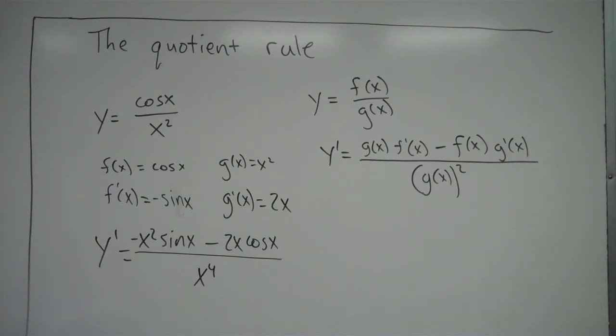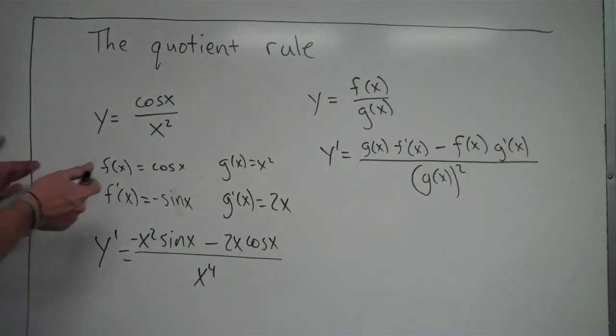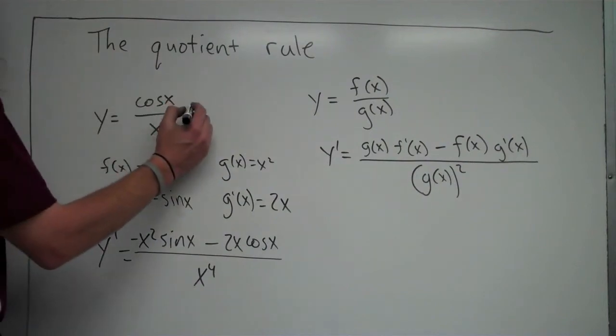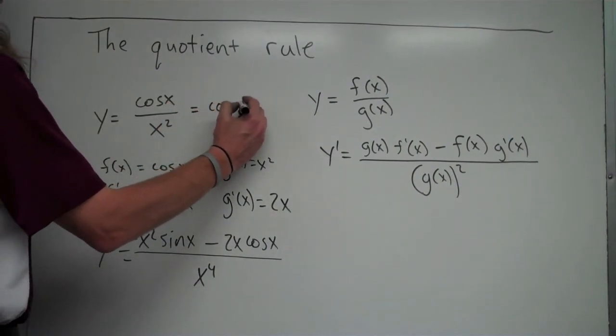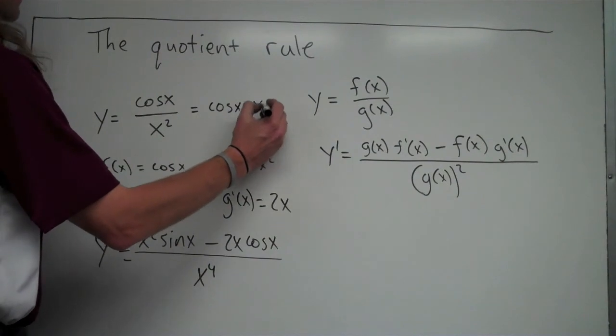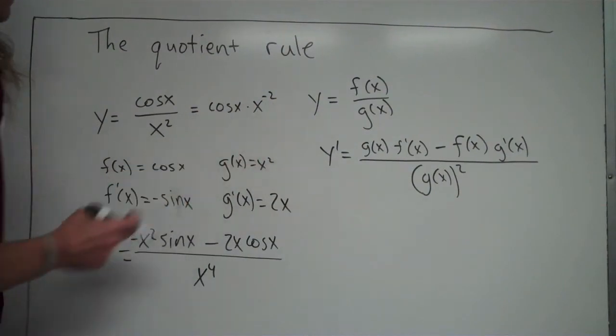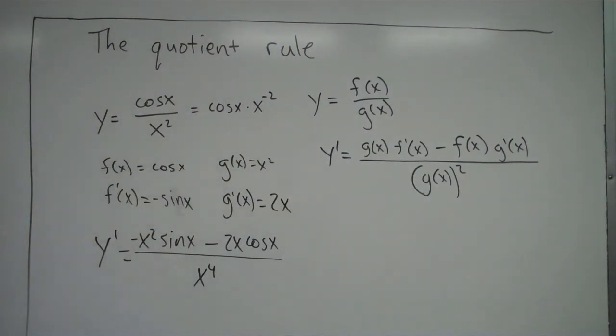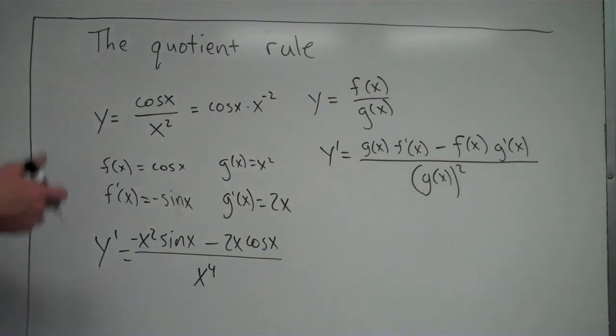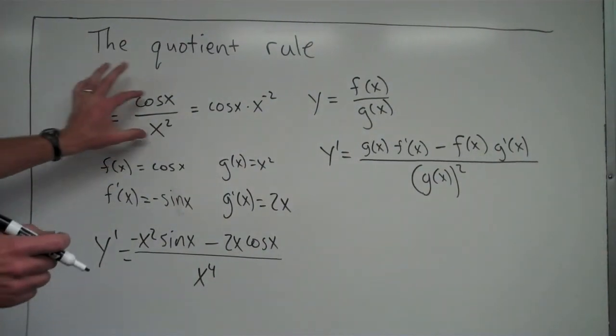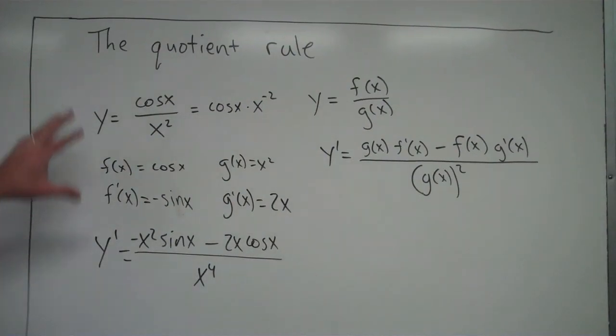Now, I do want to mention that you have another option here. If I wanted to, from the start, I could have rewritten this as cosine x and brought the x squared up to the top as x to the negative 2, and then treated this as a product rule: cosine of x times x to the negative 2. I could use the product rule to find the derivative. It would look a little different, but if you simplify it, you could show that it's the same thing. Sometimes changing it to the product rule might be easier, sometimes the quotient rule might be easier. It's sometimes personal preference too.